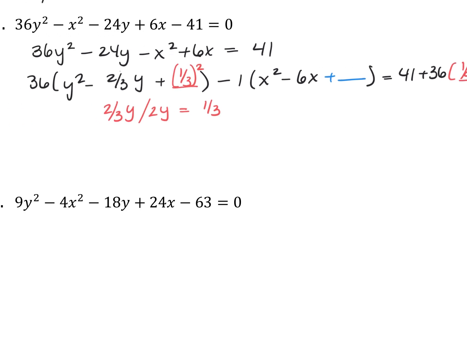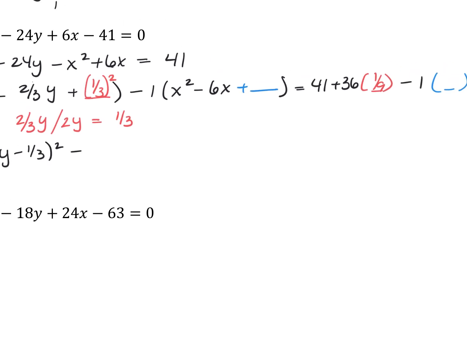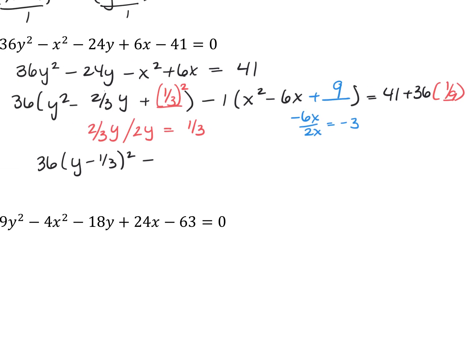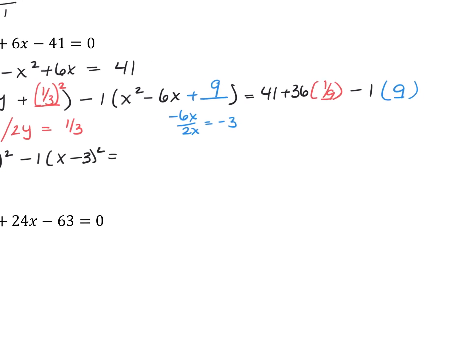That tells me that this is going to become 36, and then here I'm going to get (y - 1/3) quantity squared minus. I'm going to take this negative 6x, divide by 2x, I get negative 3, so I'm going to add 9 here and 9 over here. So then this becomes a negative 1, (x - 3) quantity squared, is equal to.